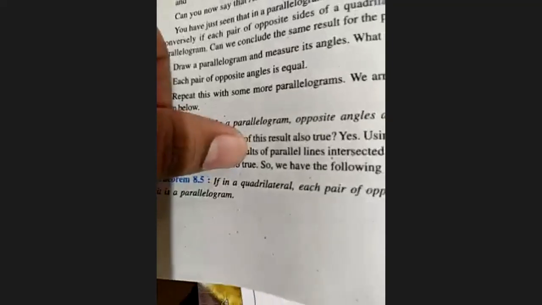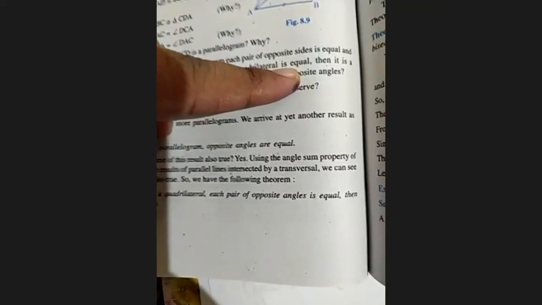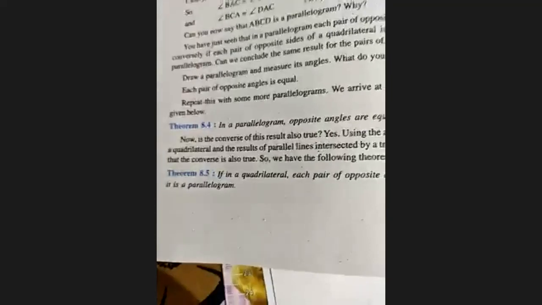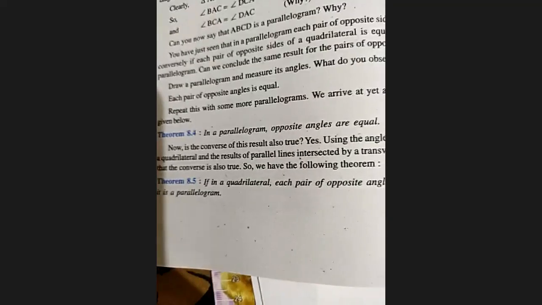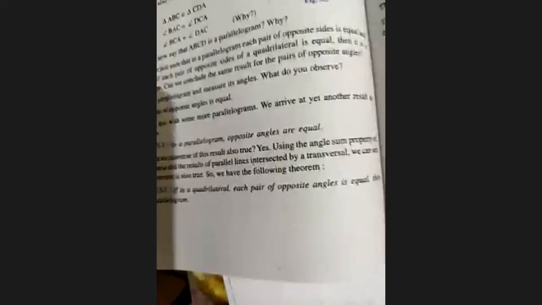Theorem 8.5. So 8.5 में हमारा थ्योरम क्या लिखा हुआ है? It is given: if in a quadrilateral each pair of opposite angles is equal, then it is a parallelogram. ठीक है, क्या बोल रहा है? If you take a quadrilateral and the opposite angles are equal, then it is a parallelogram.